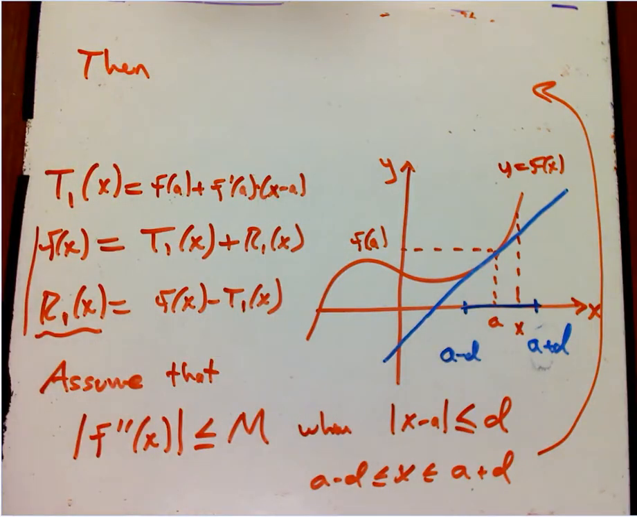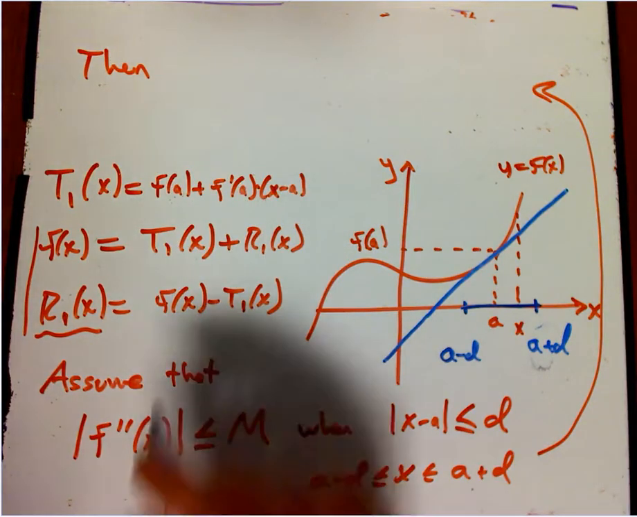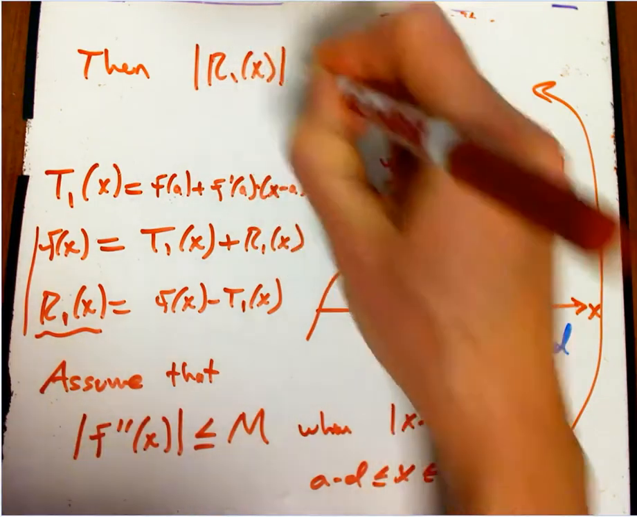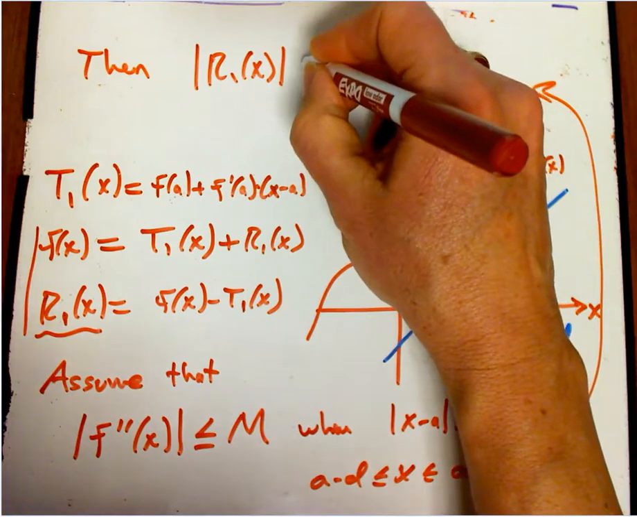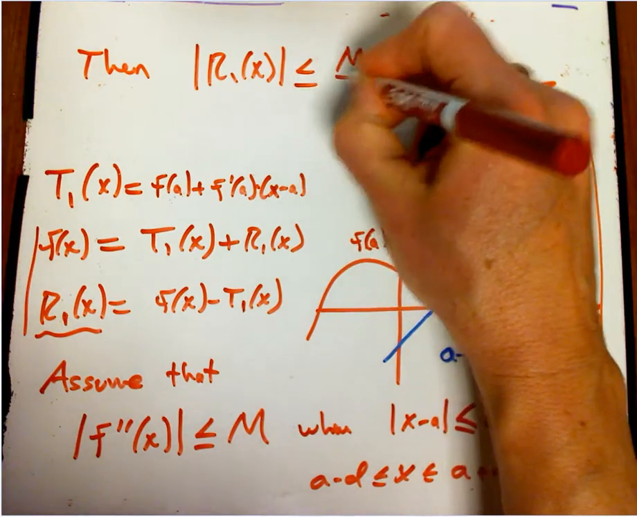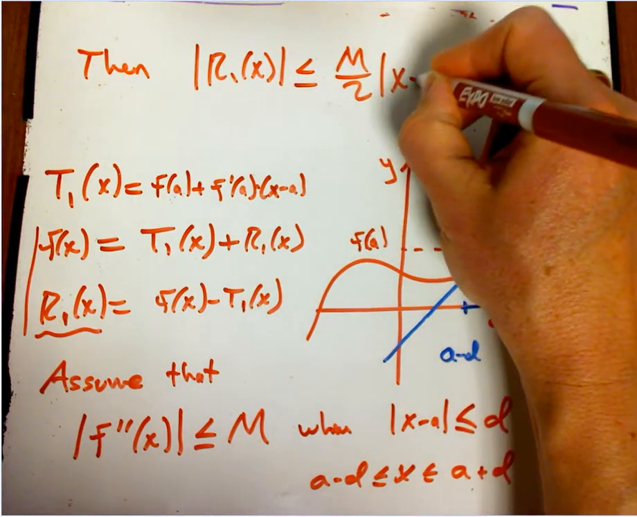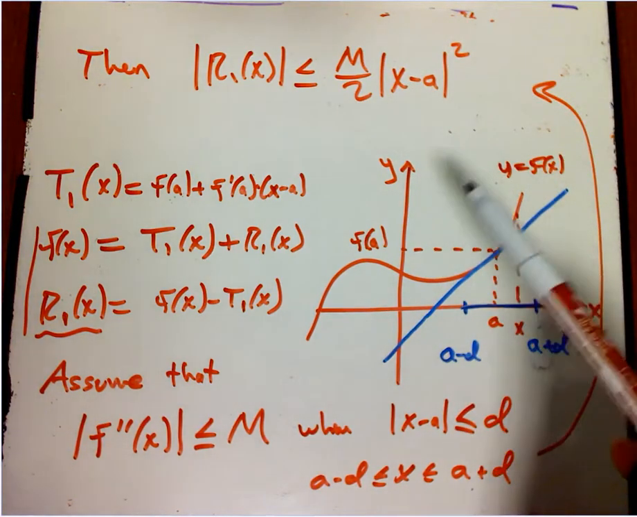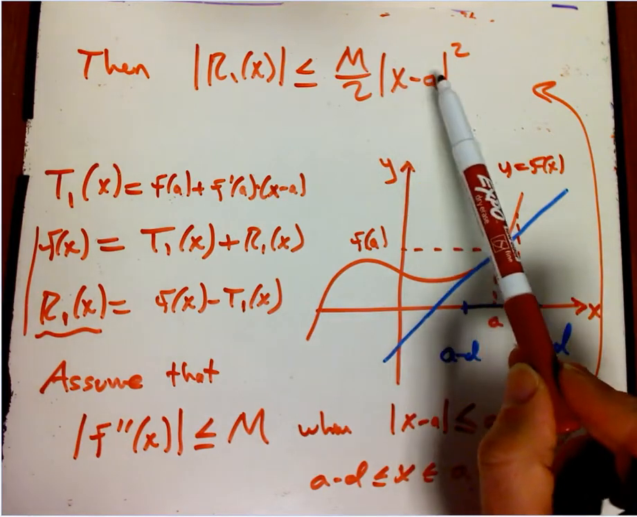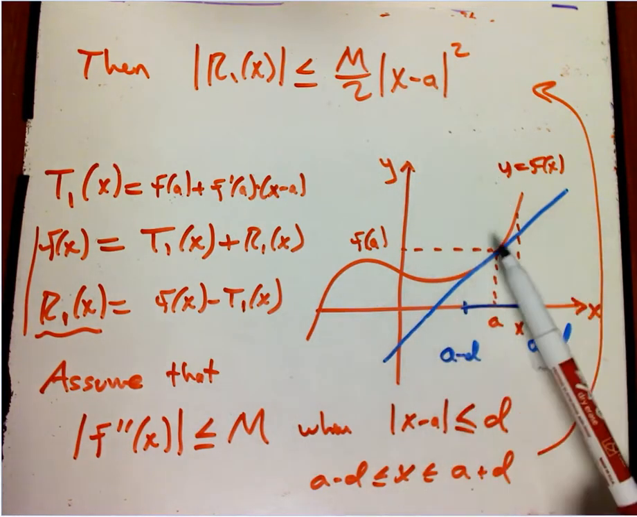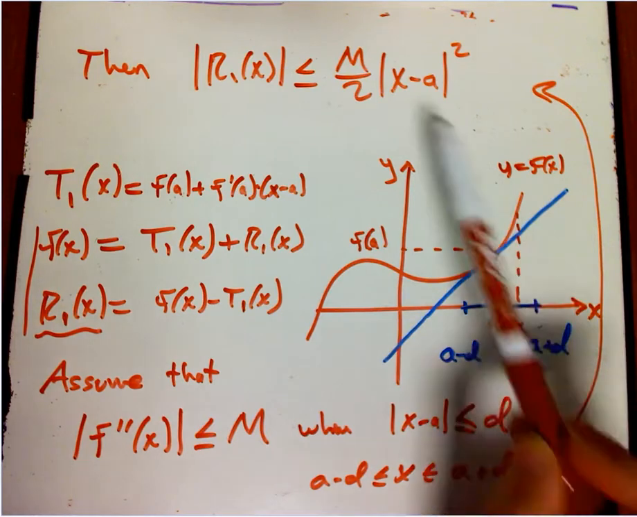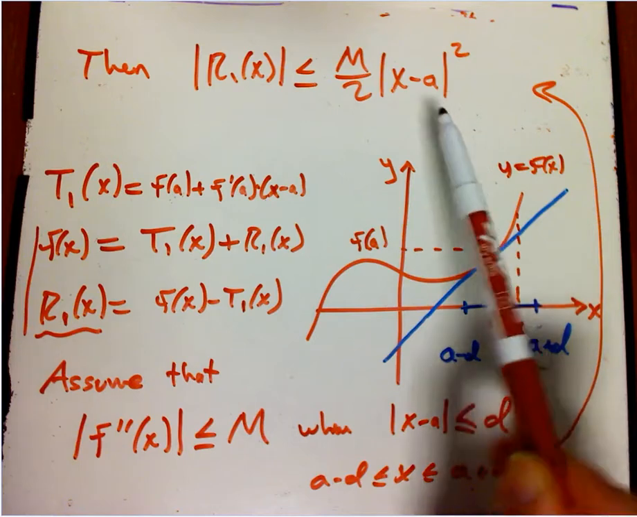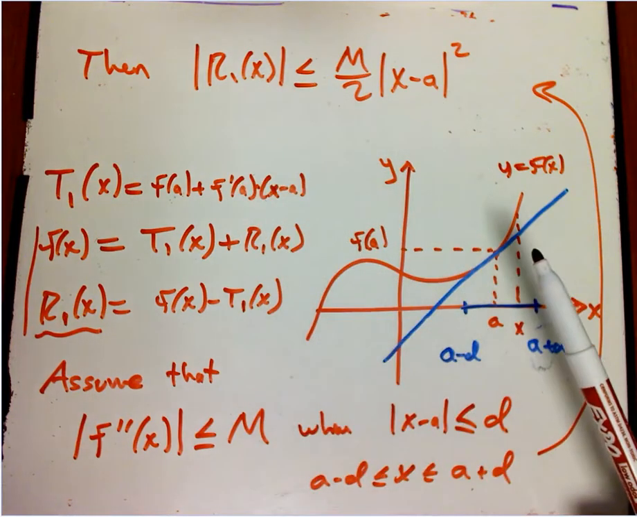our first example of an error estimate is that the size of R1 of x, as long as we stay in this region, is less than or equal to M over 2 times the square of how far you went away from the base point. Notice that when x is equal to a, we should get exact value because it does touch there. And as x goes away from a, this number gets bigger, and that says we have less and less knowledge, less and less control of our error, which makes sense.